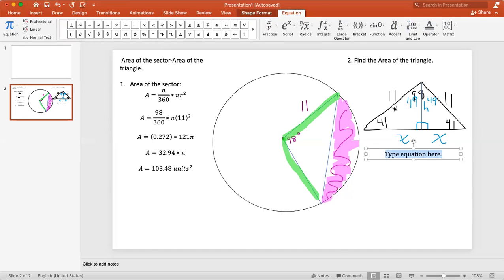So opposite over hypotenuse says that the sine of 41 degrees is equal to the height divided by 11. Opposite side, which is the height, divided by the hypotenuse, which is 11. Whoops, didn't mean to do that. Let me just hit undo twice.